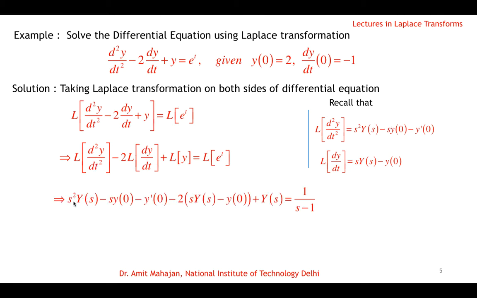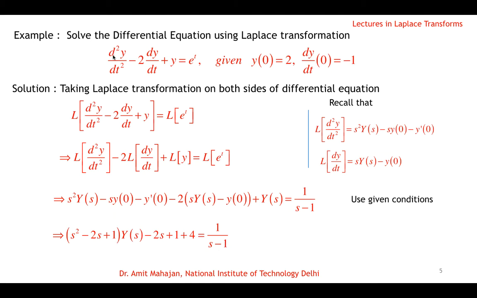So Laplace of the second derivative is s^2 Y(s) minus s y(0) minus y'(0), three terms, minus 2 times Laplace of the first derivative, which is s Y(s) minus y(0), and plus Laplace of y, which is Y(s), and on the right hand side it is 1 over s minus 1. Then substitute the conditions: y(0) is 2, so put y(0) as 2 here and here, and y'(0) is minus 1, so put y'(0) as minus 1. So use the given conditions and combine the terms of Y(s): s^2 Y(s) minus 2s Y(s) plus Y(s) will give s^2 minus 2s plus 1 times Y(s). This is obtained with the conditions, and the right hand side is this.